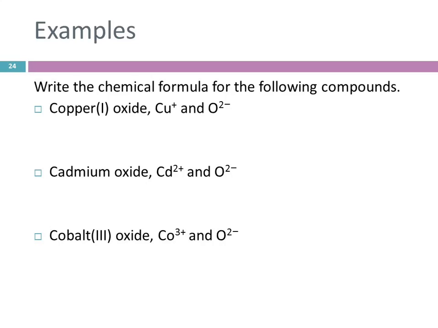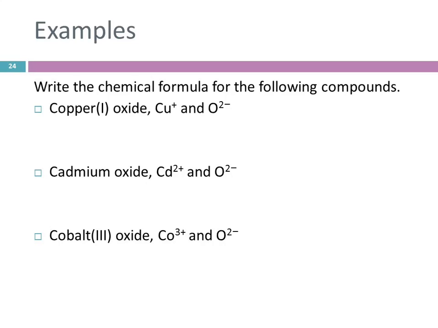So let's do some examples. We're going to write the formula for these compounds. I'm giving you the name, and I'm also giving you the ions with their charges, because right now we're just learning how to put the two ions together. So here's copper 1 oxide. Copper 1 is the name of this ion, and oxide is the name of that ion. And what we're going to do is we're going to look at the charges. This is +1, and this is -2. If we have one of each, are their charges going to add up to 0?